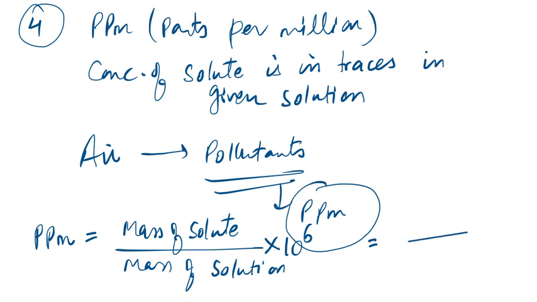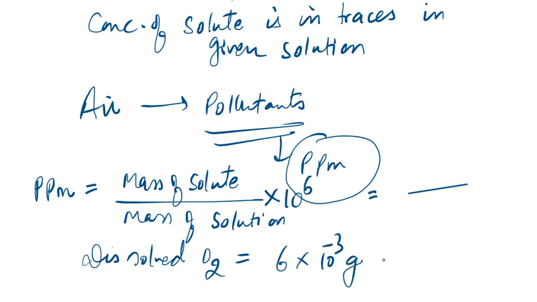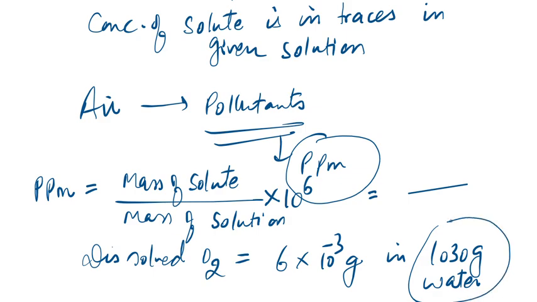Okay, so now, we have an NCERT problem also based on this, basically an information. It says that the amount of dissolved oxygen जो होती है ना sea water में dissolved oxygen होती है 6 into 10 raised to power minus 3 gram in total 1030 gram water में. So if mass of water is 1030 gram, in this, the amount of oxygen which is reported is 6 into 10 raised to power minus 3 gram, which is a very low value. And we will be reporting this all in ppm since mass of solute is very less.